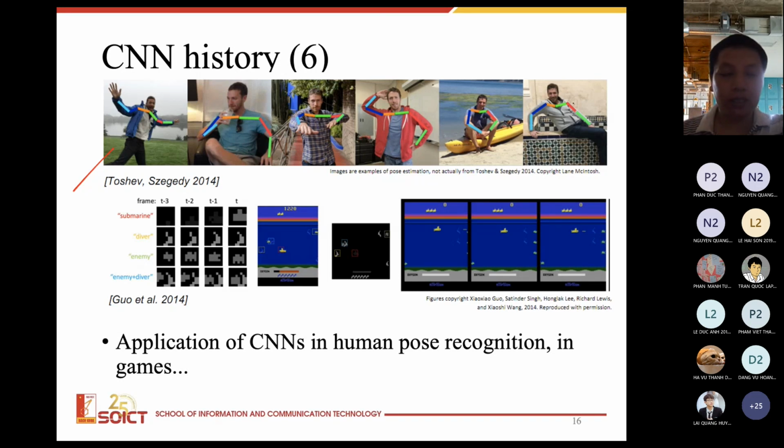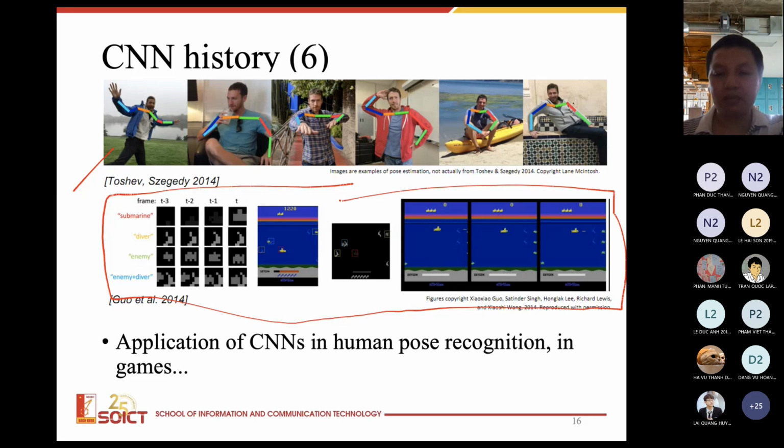And it was also used for game play, right? So there's a model that can detect and extract the objects on the screen, and then that information was used to train a model that can play the game automatically, right? I remember a few years ago, someone wrote an application that can play Flappy Bird automatically, right?